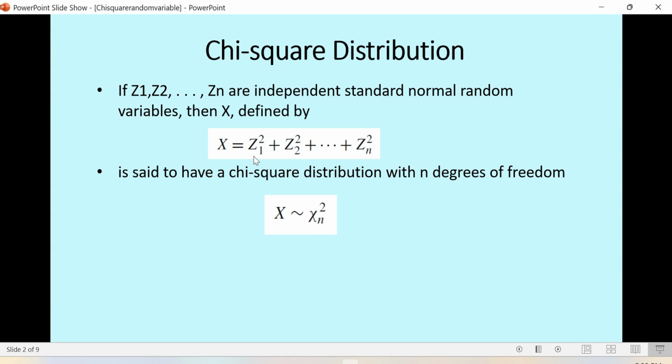This holds if Z1, Z2, ..., Zn are independent standard normal random variables. So the chi-square is the summation of the squares of standard normal random variables. And the standard normal random variable follows the normal distribution with zero mean and standard deviation 1.